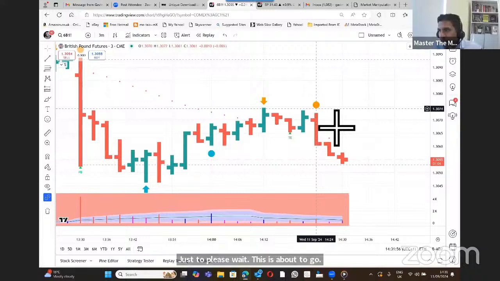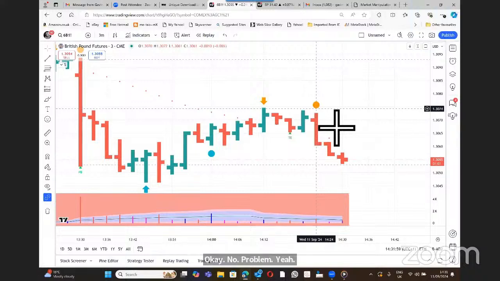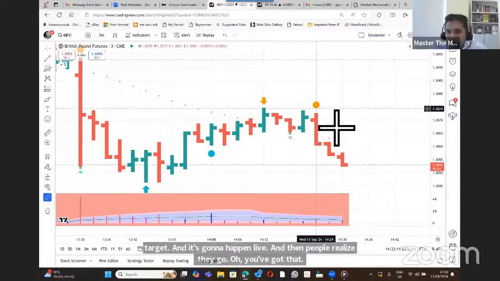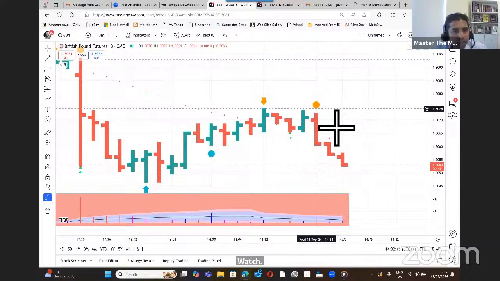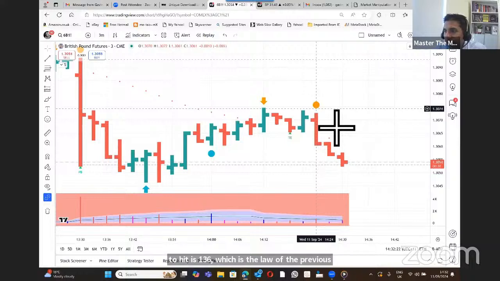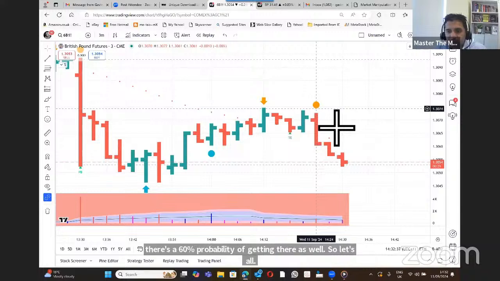Okay, no problems. We're watching this chart, and I know we're going to talk about this hitting its target, and it's going to happen live, and then people realize, "Oh, you've got that." Watch. For everybody watching on that one, the first level to hit is 130.46, which is the low of the previous swing low, which is very near to what Gavin is also saying. And then the other one we can look for is 130.40, which has a 60% probability of getting there as well. So let's all watch this, guys. It is happening in real time.